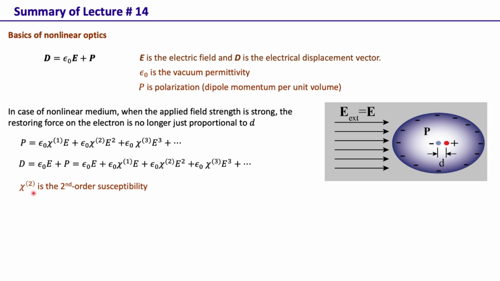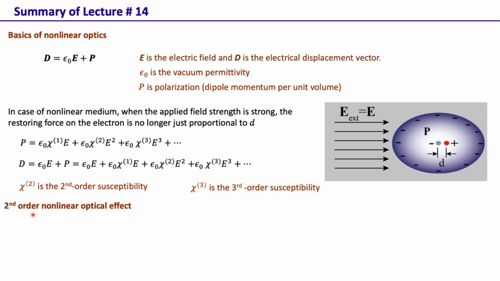And we saw that chi2, the proportionality constant, is the second order susceptibility, chi3 is the third order susceptibility, and so on. A material can have chi2 and need not have chi3, and it can have chi3 and need not have chi2. It all depends on the symmetry that the material or medium has, and that will decide which non-linear susceptibility it has and which it doesn't have. Even among the non-linear susceptibilities that it has, which one is bigger, which one is smaller, and so on.